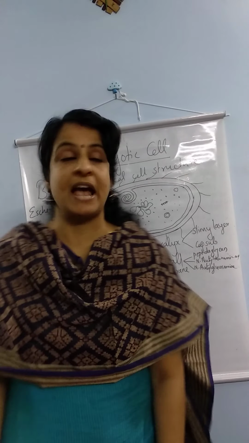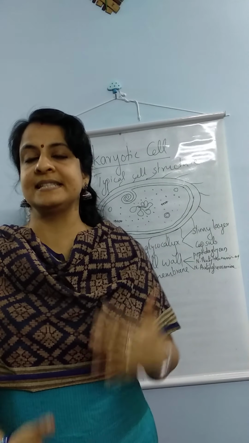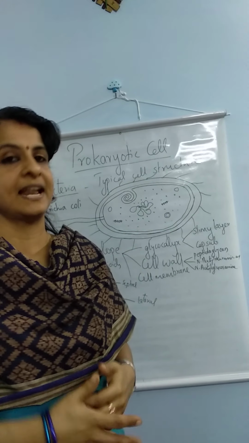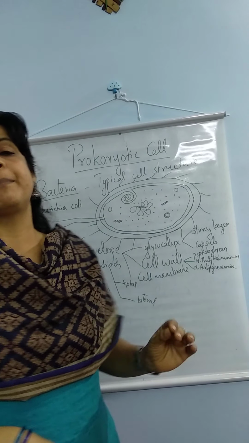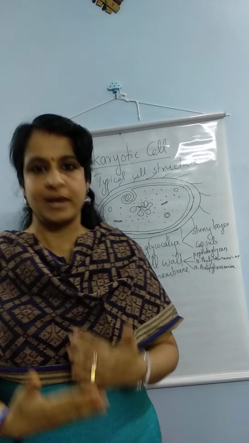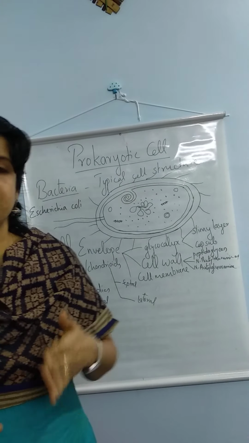So let's start the chapter, the cell, the unit of life. This chapter is a continuation of what you have learned in 8th and 9th standard, that's cell. And in this chapter you will be studying about both prokaryotic and eukaryotic cell structure. So what is the main difference between a prokaryotic cell and a eukaryotic cell?